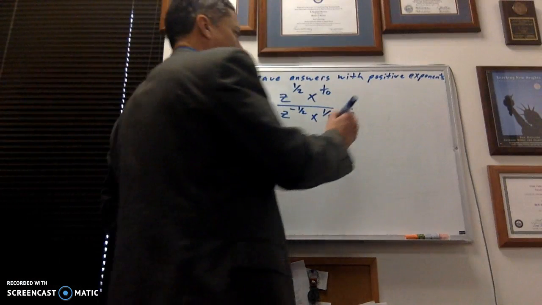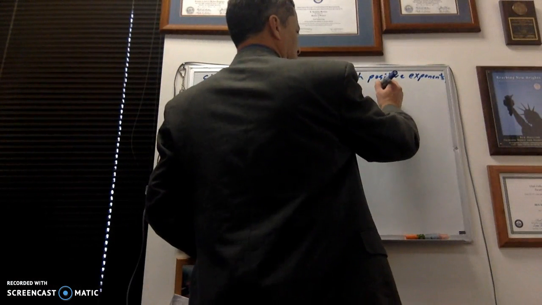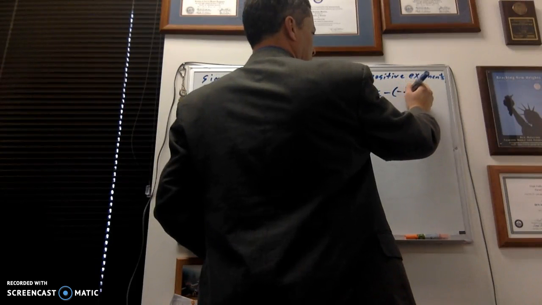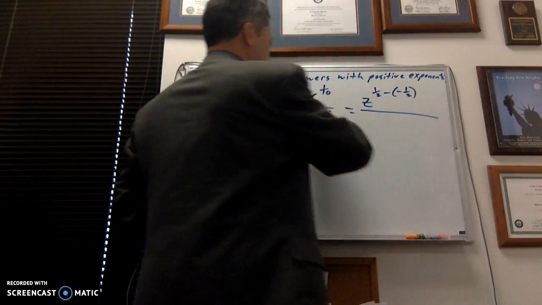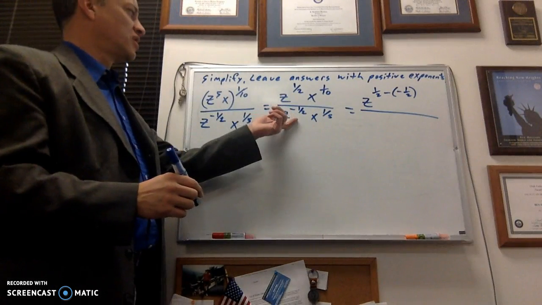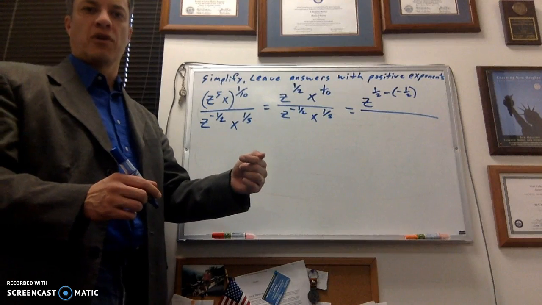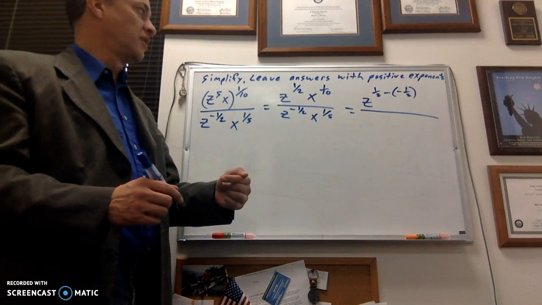So we're going to be subtracting z to the 1/2 minus a negative 1/2. And that'll take care of the z's, okay? So the z to the negative 1/2 is moving up to the top. I'm using the quotient rule for exponents here.